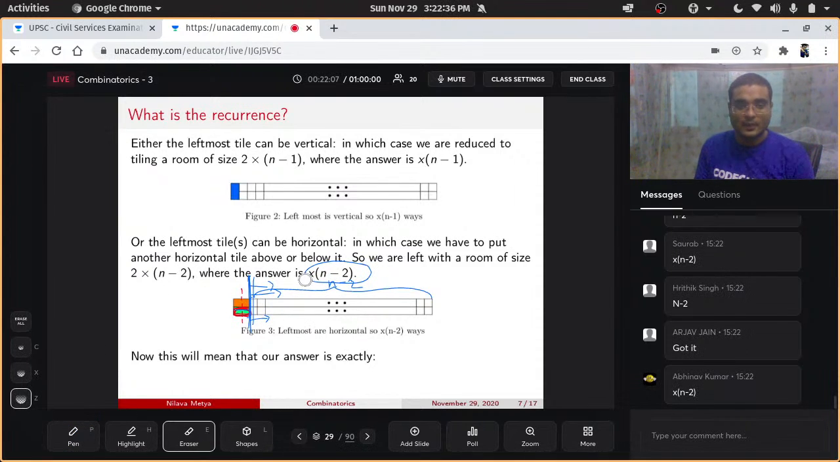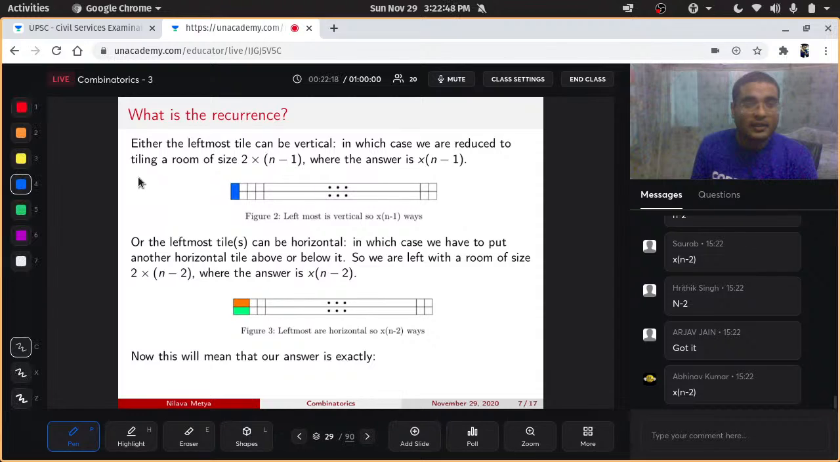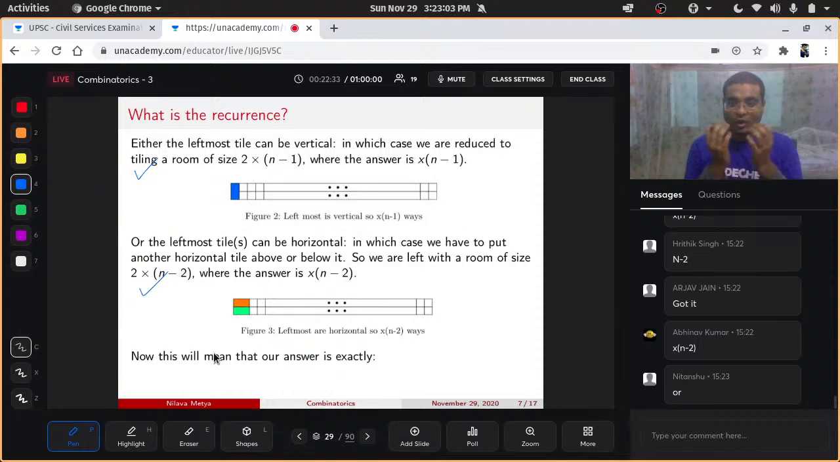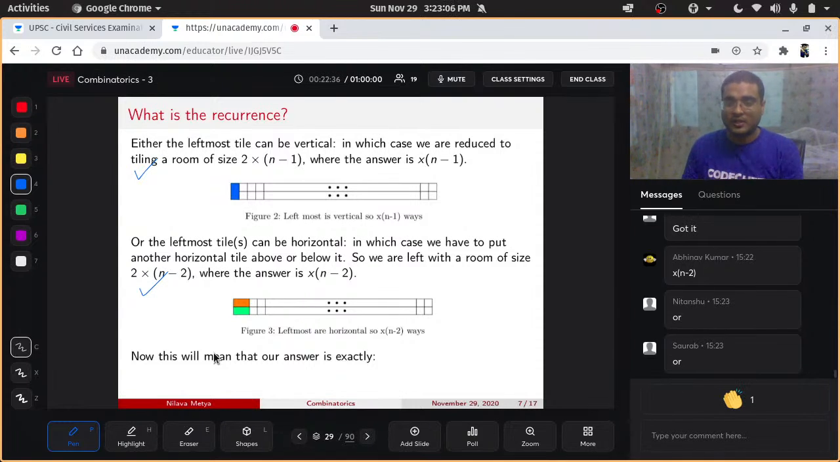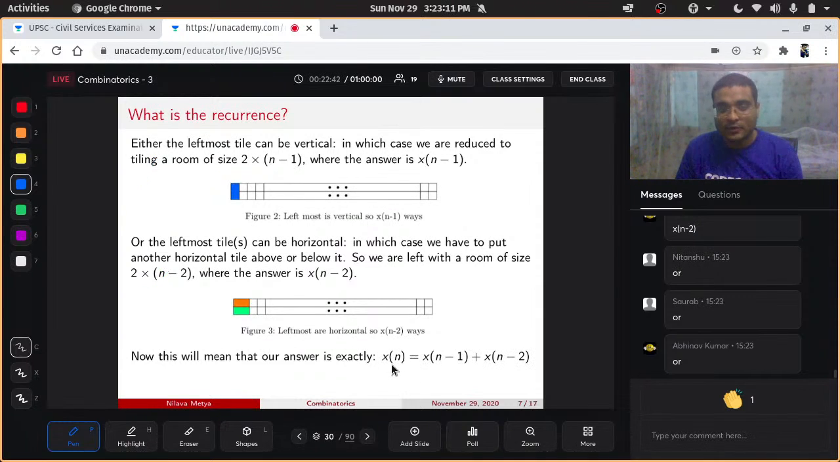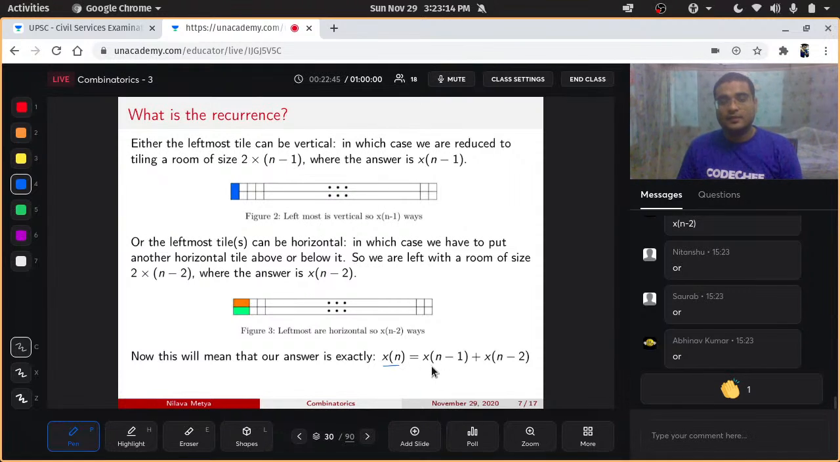Let me just clear the image up for you so that you can have a better picture. So what is the answer finally? Okay, so it is just that either this can happen or this can happen, right? And these are the only two things that can happen. So they are connected via the or conjunction. So we just add them and we get that the number of tilings for a room of size n is just tilings for n minus 1 size and tilings for n minus 2 size.